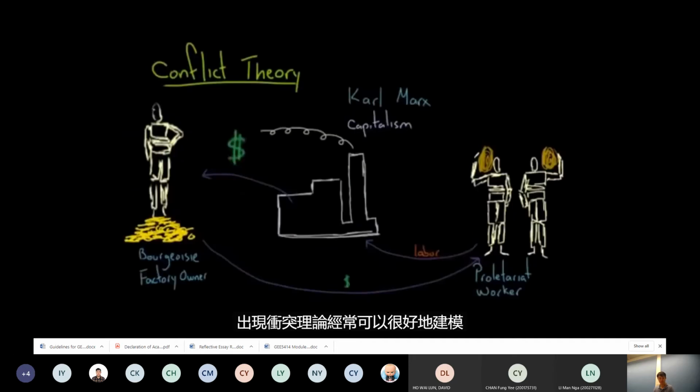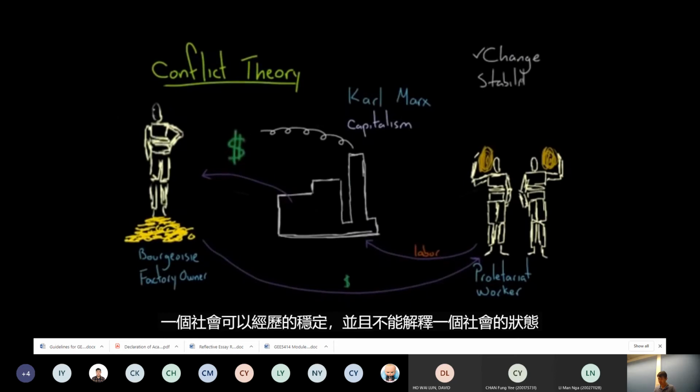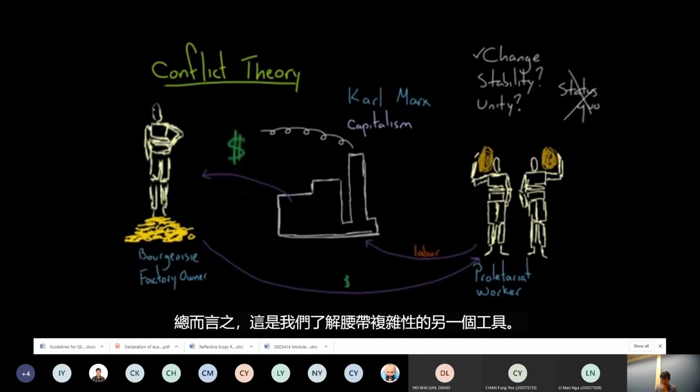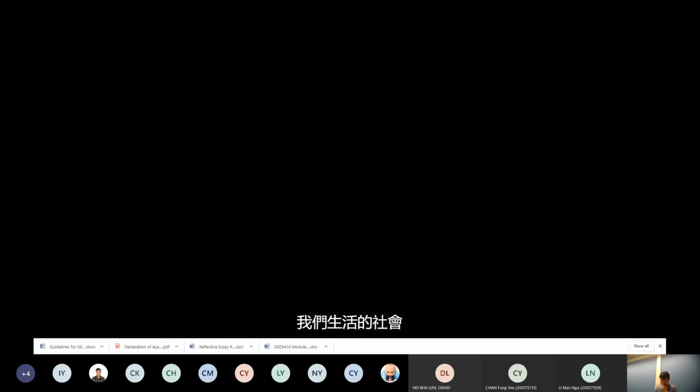Conflict theory does a wonderful job of modeling the often drastic changes that occur in a society, but it doesn't take into account the stability that a society can experience, and it doesn't explain how a society is held together, and it really doesn't like the status quo. There is much to be said for the application of conflict theory, and much that it leaves unanswered. All in all, it's another tool in our belt to understand the complexities of the society we live in.